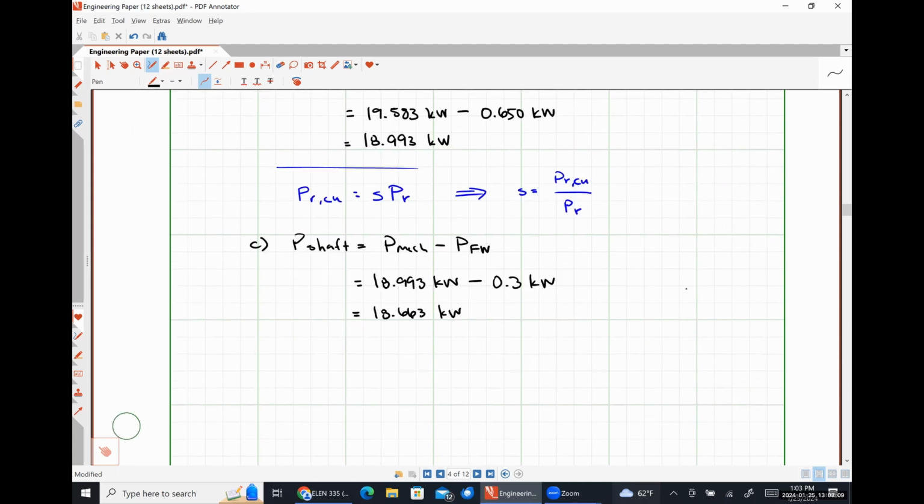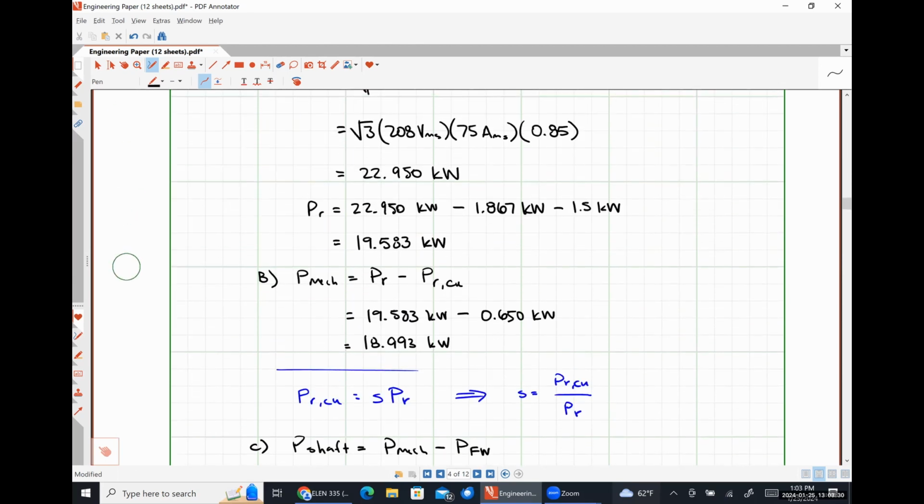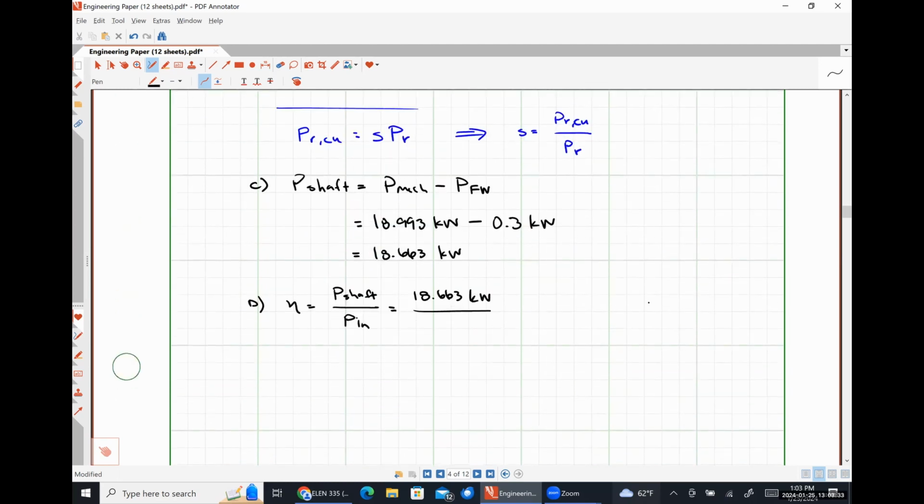kilowatts. And then lastly, we want our efficiency, which is our shaft output power divided by our electrical input power. So that's 18.663 kilowatts divided by 22.950 kilowatts. And then we'll multiply this by 100% so that we get it as a percentage. And I got 81.19%.